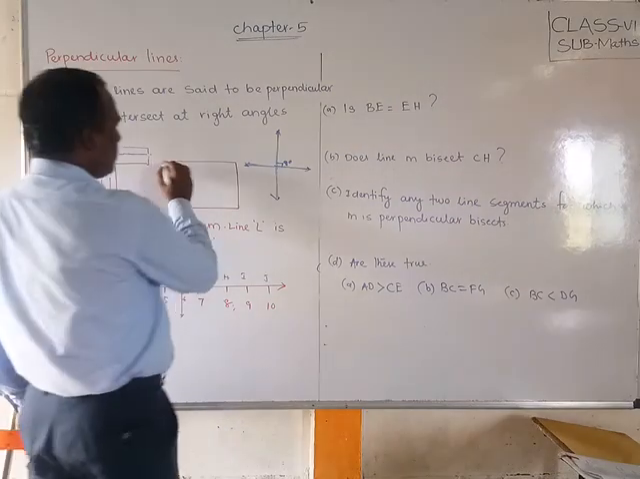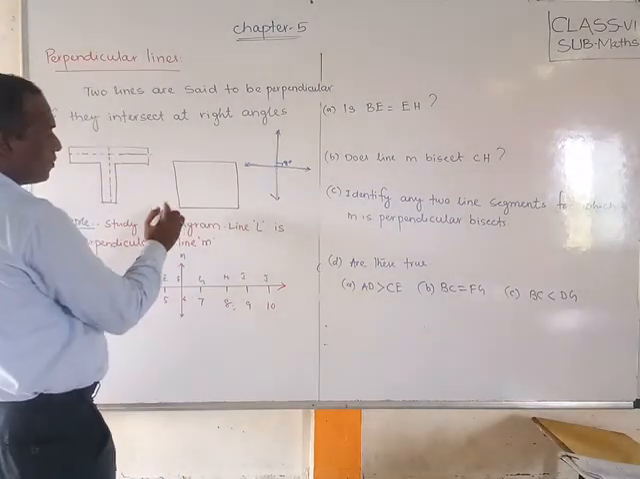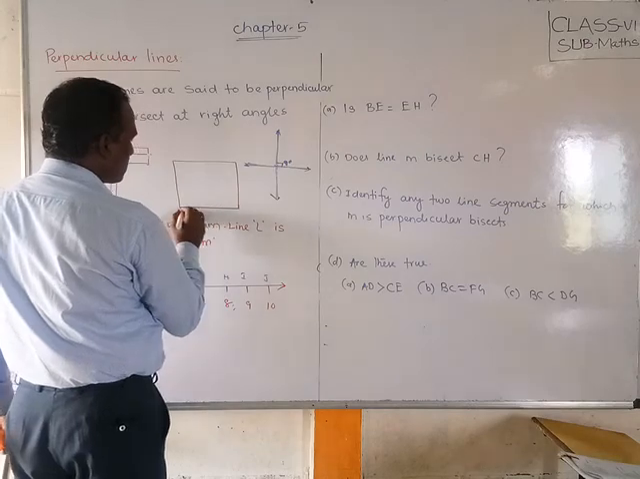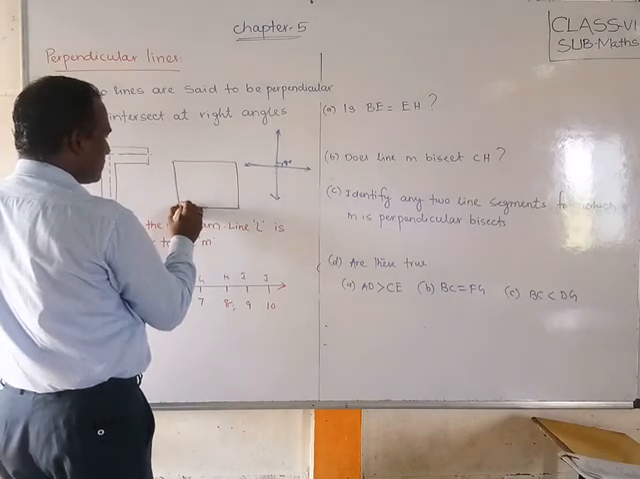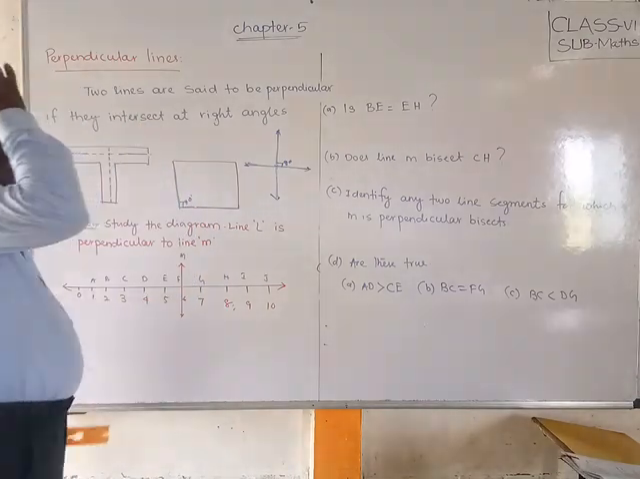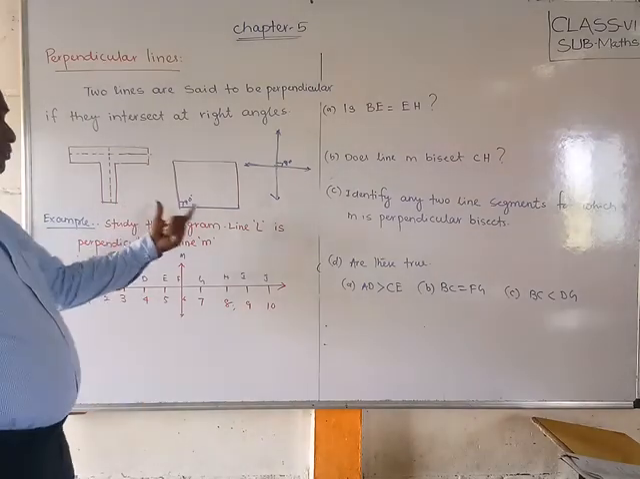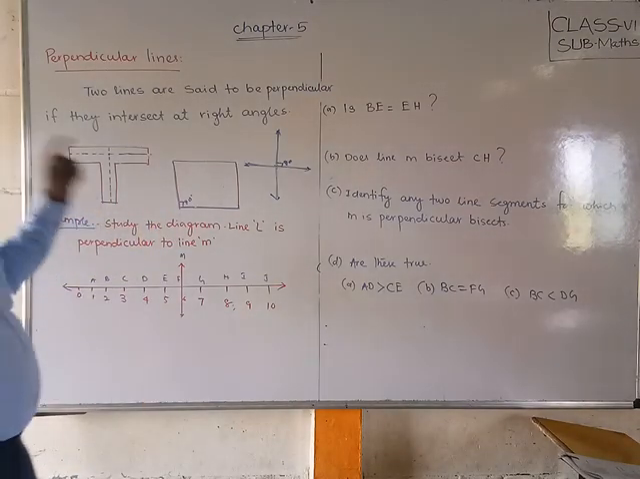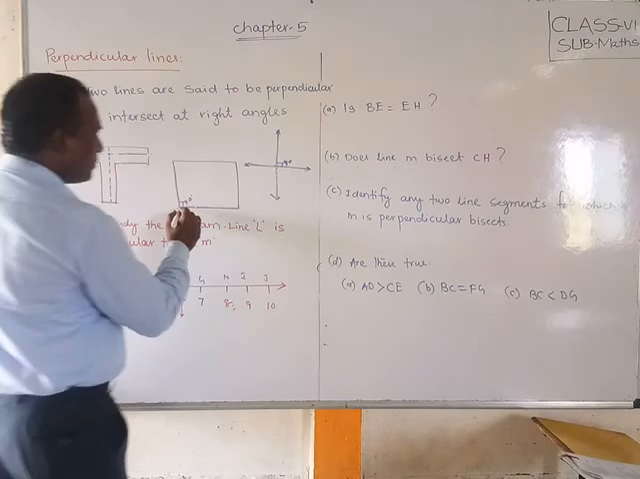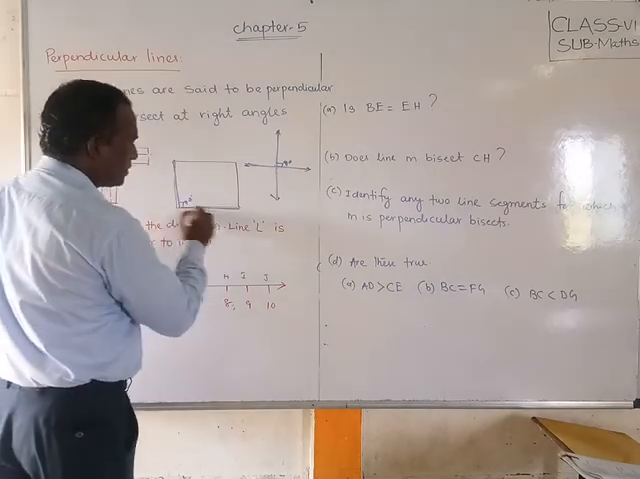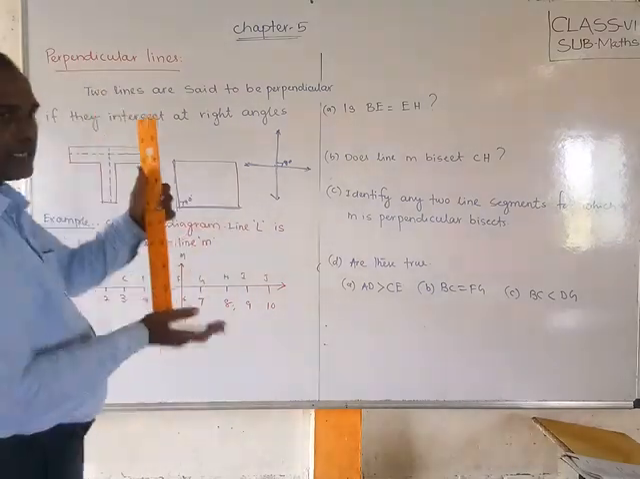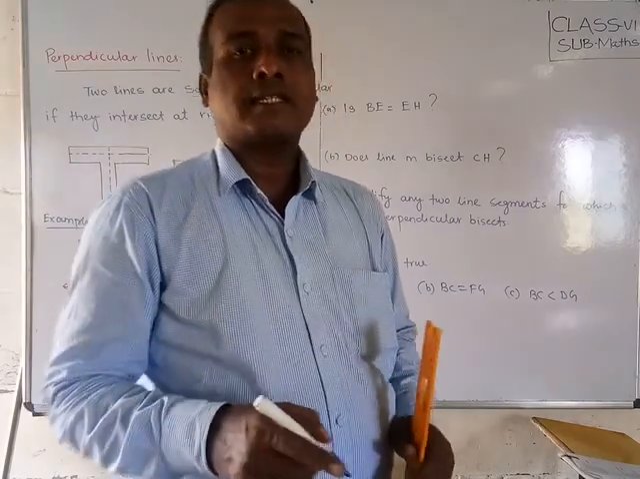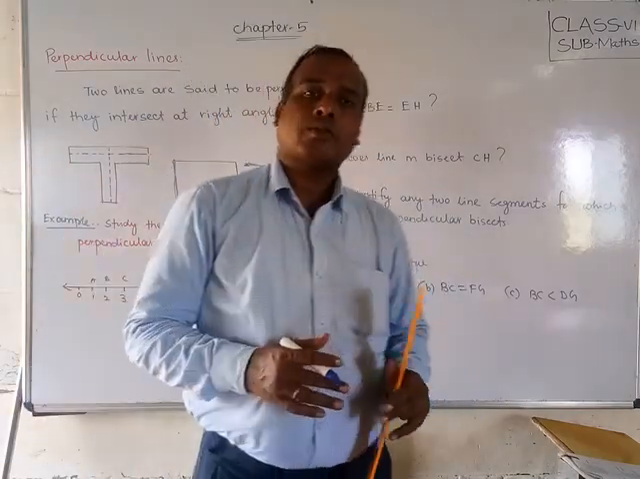Also in a rectangle, or in your textbook, these edges are 90 degrees. Friends, there are many figures and examples for this. Only understand one thing: if two lines intersect at 90 degrees, that is called a perpendicular angle.